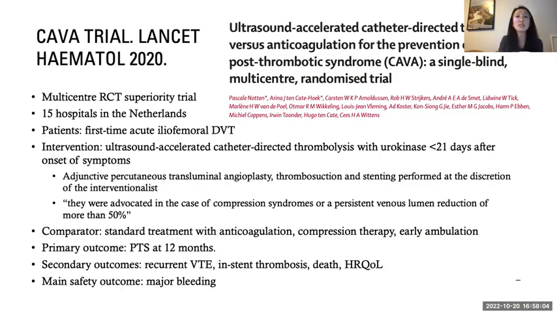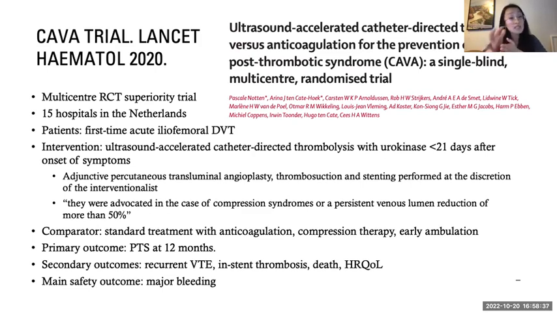And finally, the most recent trial looking at catheter-directed thrombolysis and proximal DVT was the CAVA trial, published in Lancet Hematology in 2020. So again, a multi-center RCT across 15 hospitals in the Netherlands. The patients were first-time acute iliofemoral DVT patients, and they were either treated with ultrasound-accelerated catheter-directed thrombolysis with urokinase, or they were just treated with standard anticoagulation, compression therapy, early ambulation.